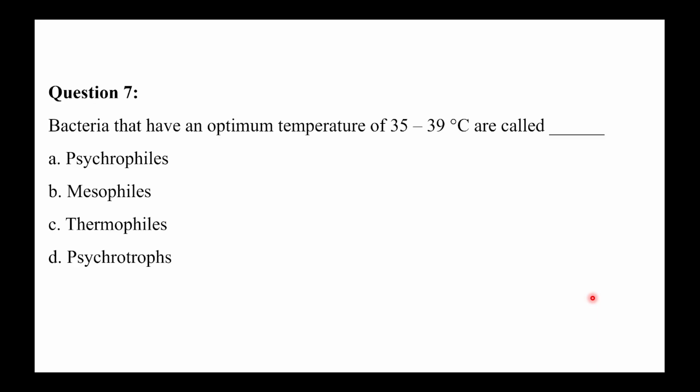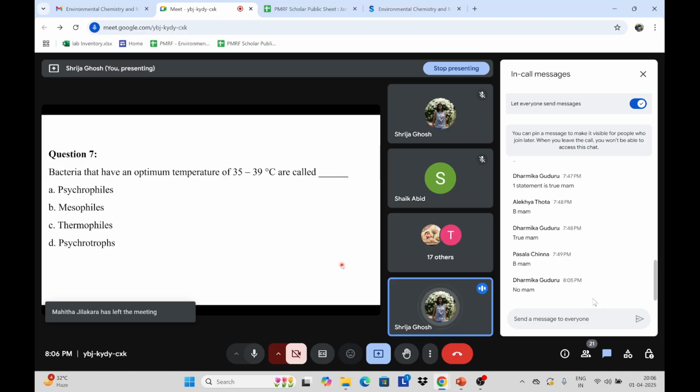Bacteria that have an optimum temperature of 35 to 39 degrees Celsius are called: option A, psychrophiles; option B, mesophiles; option C, thermophiles; and option D, psychrotrophs. The bacteria that can grow in this temperature range, what are they called? Write your answers in the chat box. What do you think would be the correct answer?